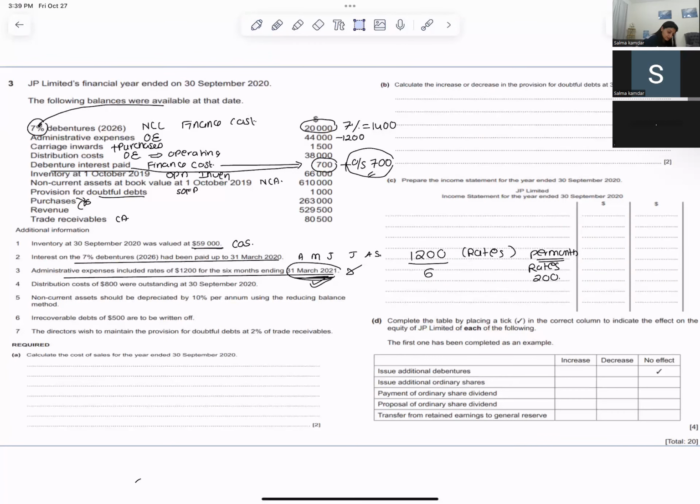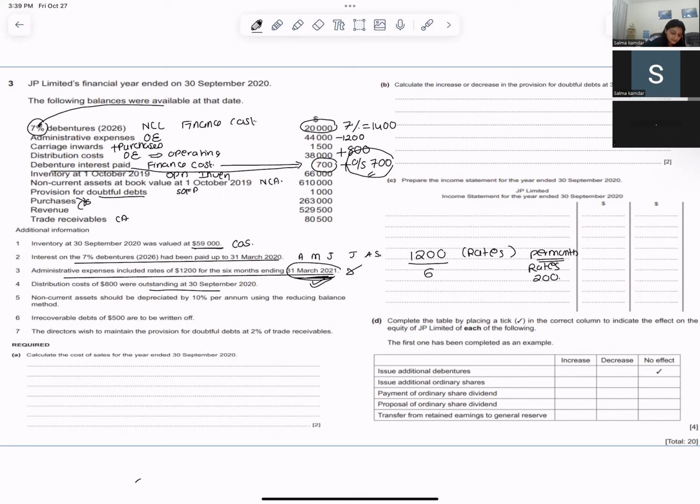Distribution costs of 800 were outstanding at 30 September 2020. So what do I do if there is any outstanding? We add. Then next one.